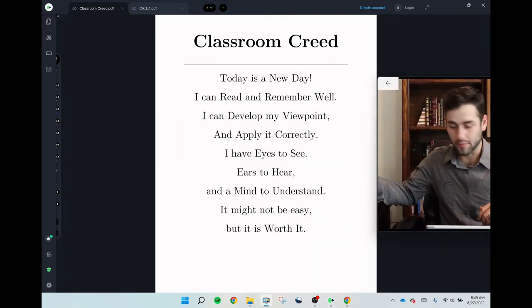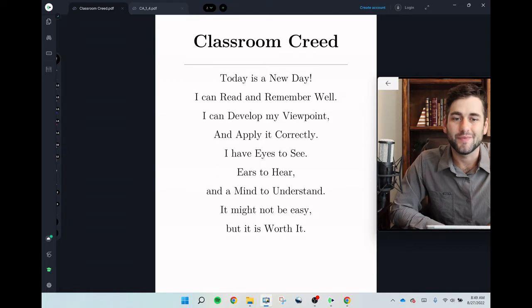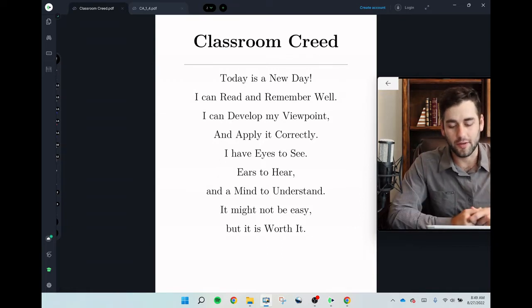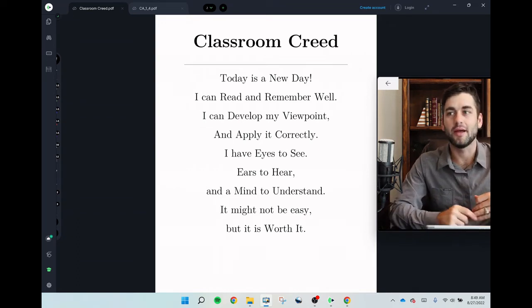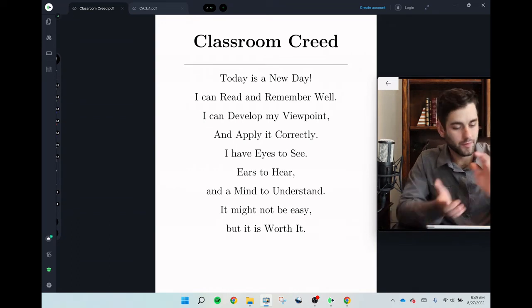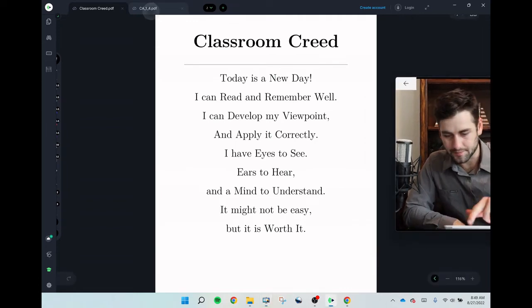Okay, here we go. Today is a new day. I can read and remember well. I'll develop my viewpoint and apply it correctly. I have eyes to see, ears to hear, and a mind to understand. It might not be easy, but it's worth it. All right, let's go. Let's get started.